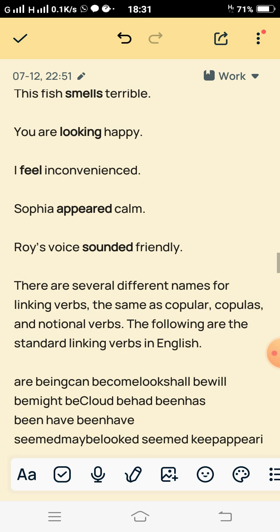There are several different names for linking verbs. The following are the standard linking verbs in English: are, being, become, look, shall be, will be, might be, could be, had been, has been, have been, have.